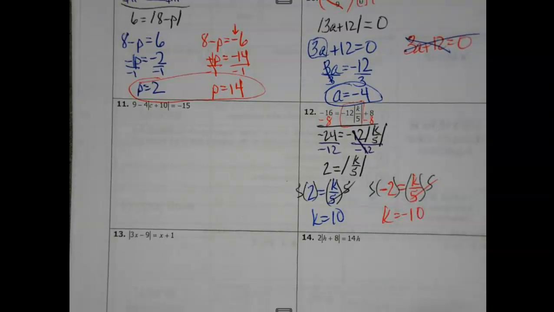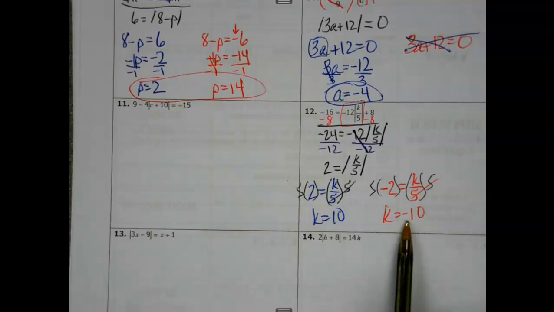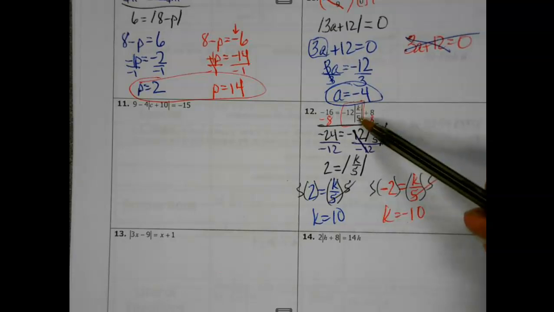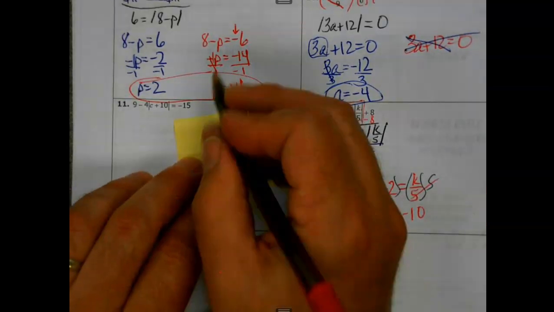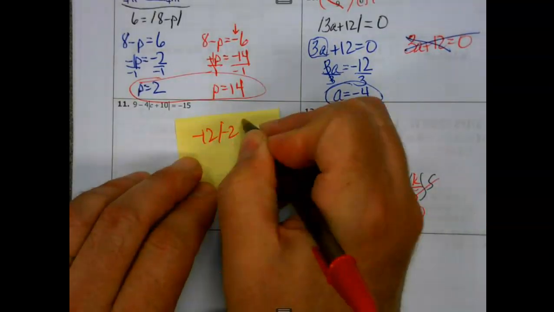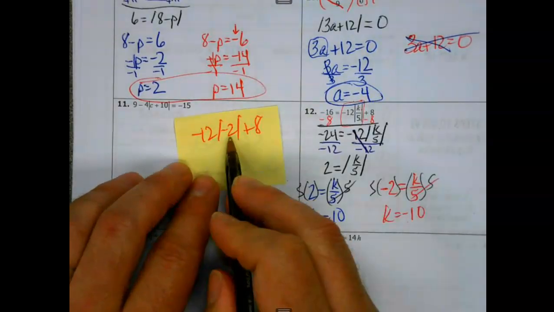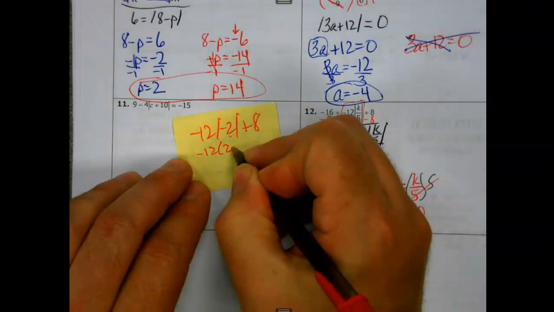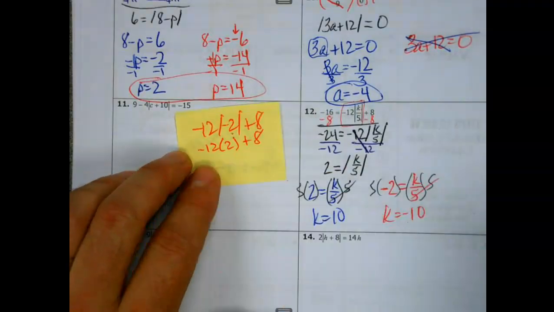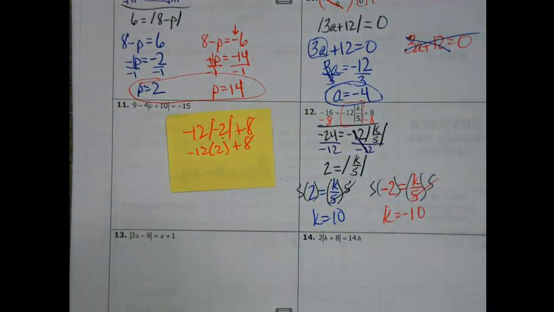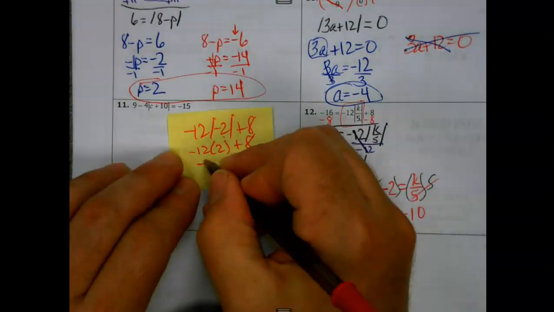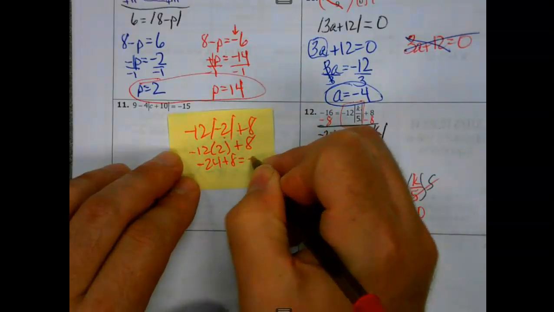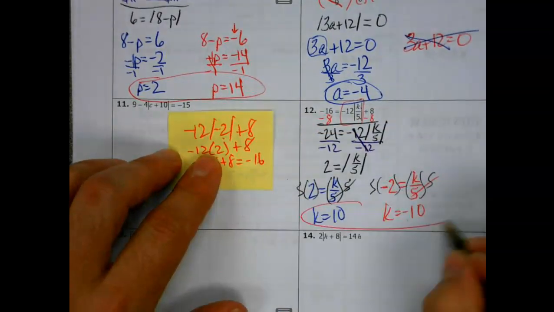Now, here, that's the one I've got my feelers up for. I'm like, let's see. Negative 10 divided by 5 is negative 2, but it's absolute value. So we got negative 12 times the absolute value of negative 2 plus 8. Well, I know that's going to come out positive. So negative 12 times 2 plus 8. I could put that in my calculator, but I don't have one, so I'm going to have to use my noggin here. Negative 24 plus 8 is negative 16. That's a winner. That's a winner.